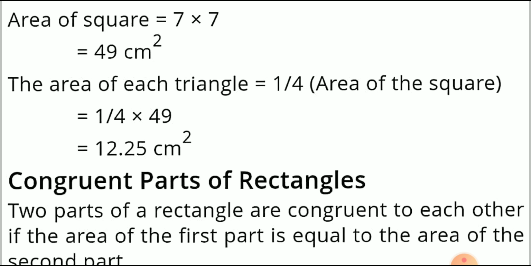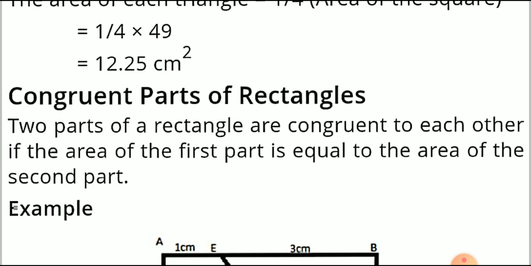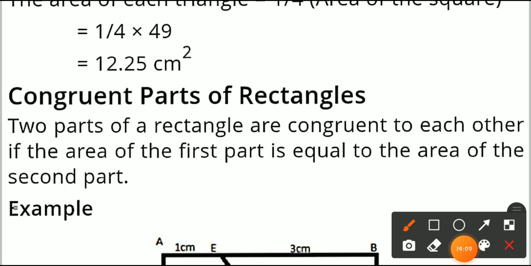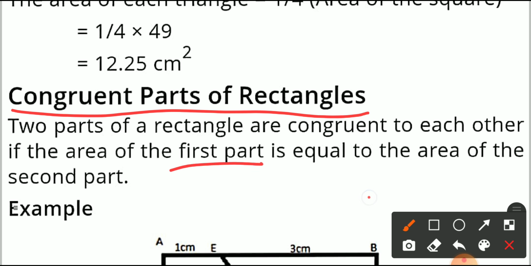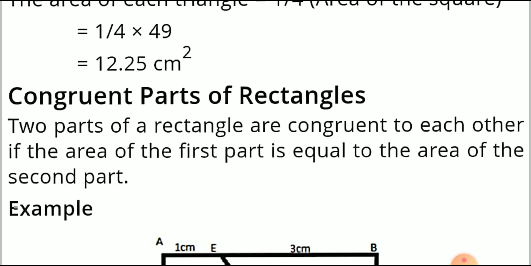Congruent parts of a rectangle. Two parts of a rectangle are congruent to each other if the area of the first part is equal to the area of the second part. So, beta, congruent you have studied in the previous chapter, chapter number 7, or maybe chapter number 8.